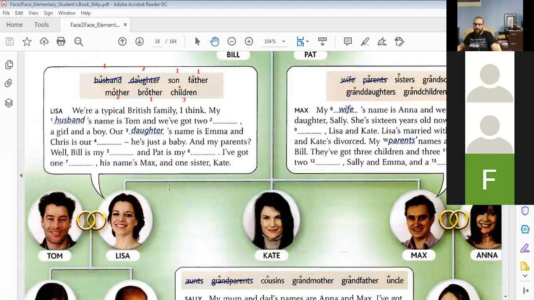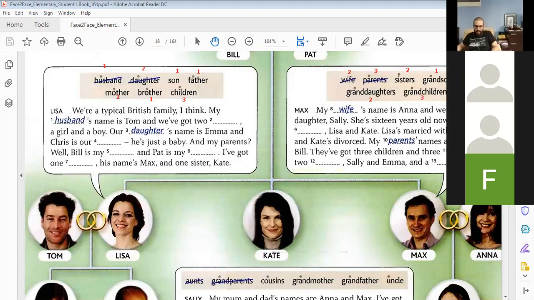Yes. Daughters and sons, very nice. Okay, wife? Two, female. Parents? Three, both male and female. Sisters? Two, female. Grandson? One, male. Granddaughters? Two, female. Grandchildren? Three, for both. Correct.